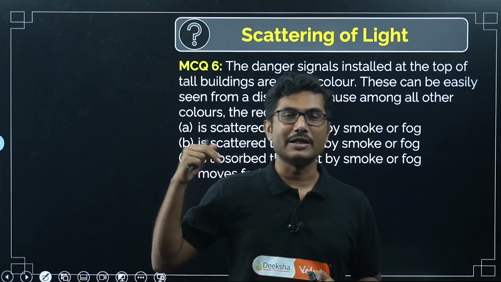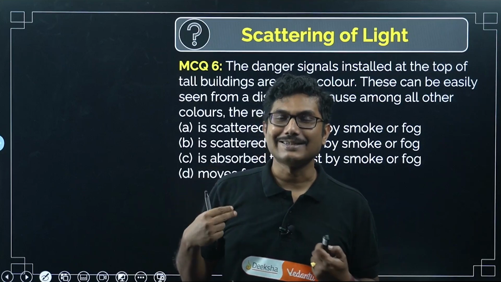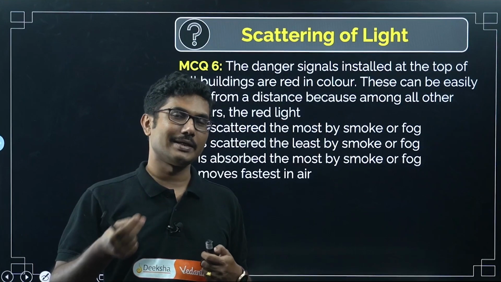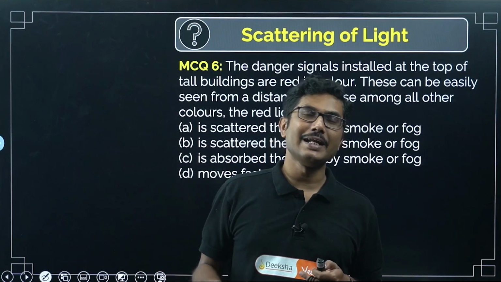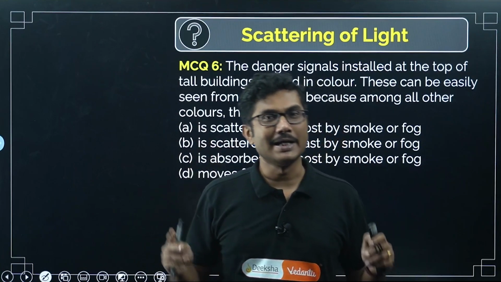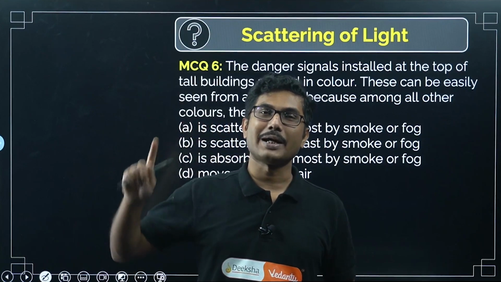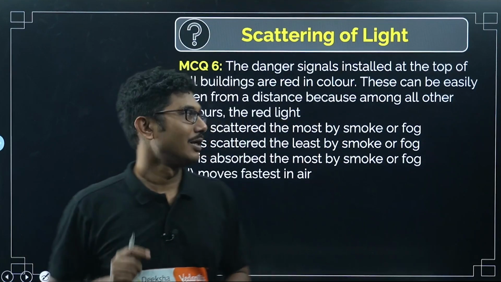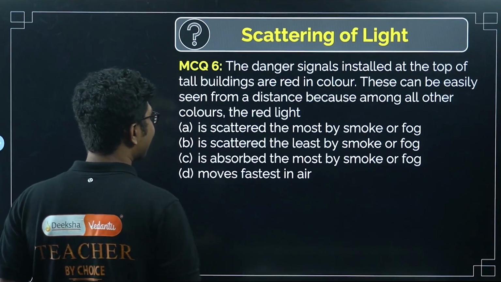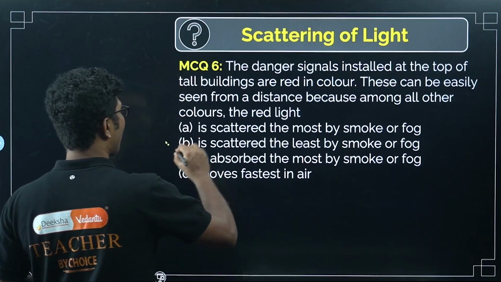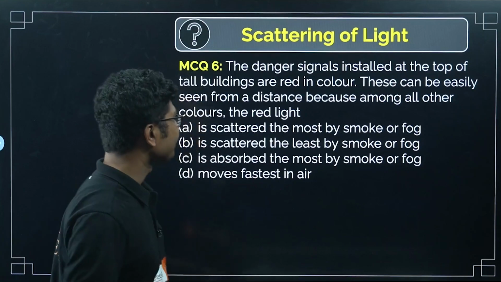Even though green and yellow are scattered less, they are not scattered as little as red. We have to stop people. If the signal is green, people are moving, that is fine, but if the signal is red, you have to stop, and that red color has to be seen by the driver from a distance. That's why red is used as a signal light. It's scattered the least by smoke or fog, so that's why it is used as a danger signal.